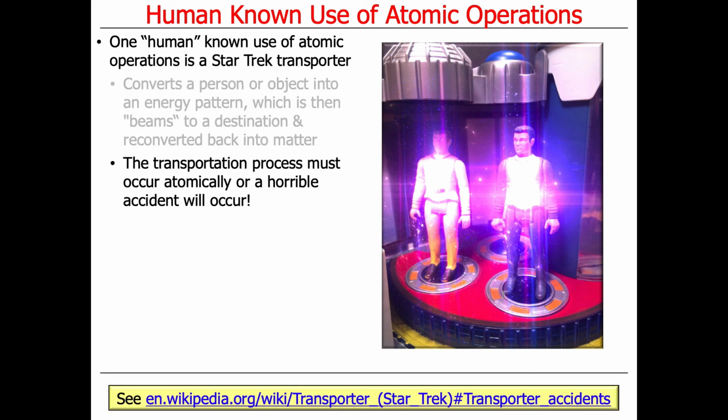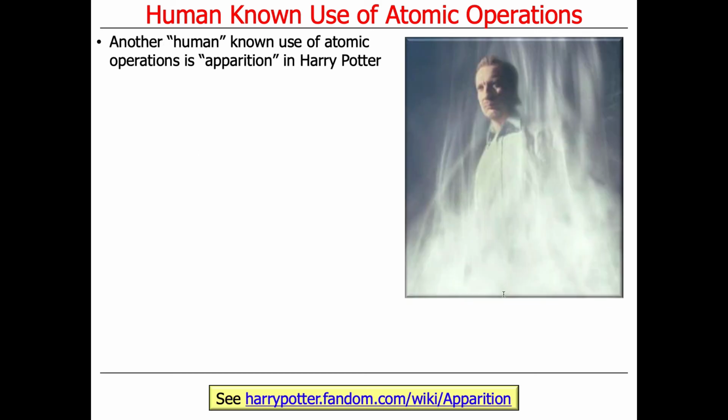Obviously, if you don't have atomic operation, if you leave half the person in the transporter room at one location and you beam half of them someplace else, you're in big trouble. I think that was actually some of the plots in the original Star Trek dealt with transporter malfunctions, where they split people up into 2 different personalities and all this kind of crazy stuff. So if you read this Wikipedia article about transporter accidents, you can find out when they didn't obey the atomicity properties of transporters.